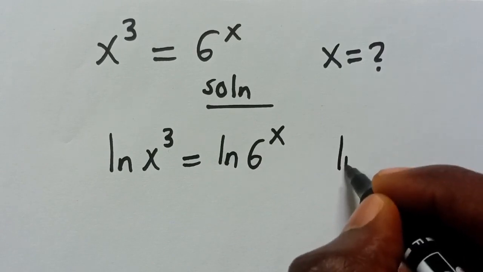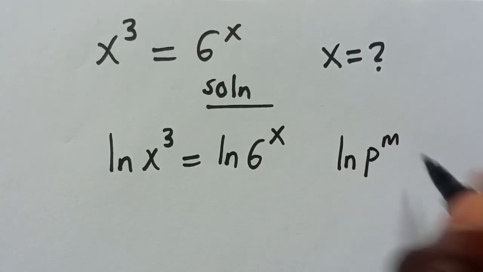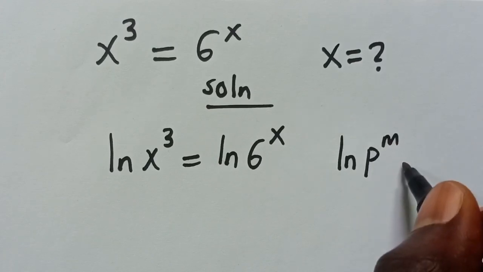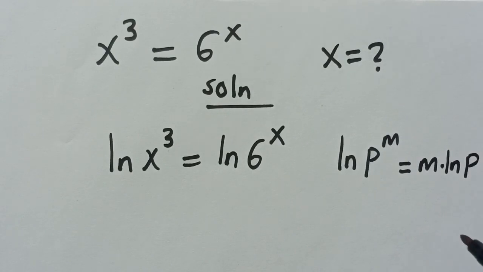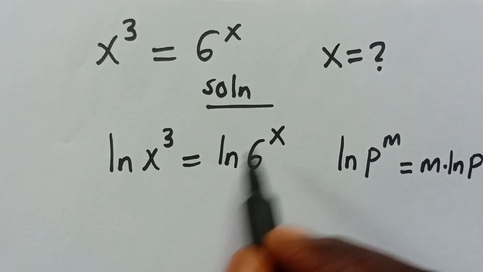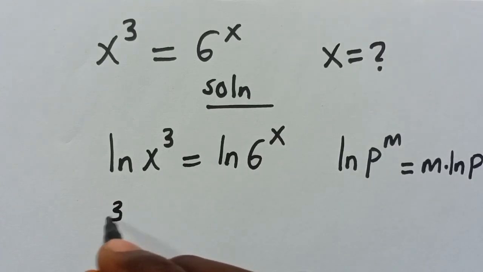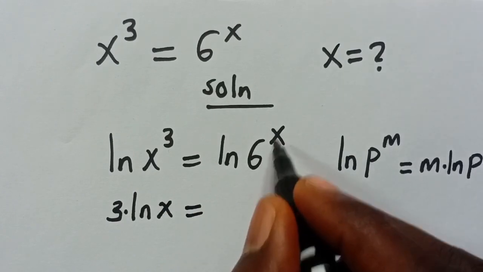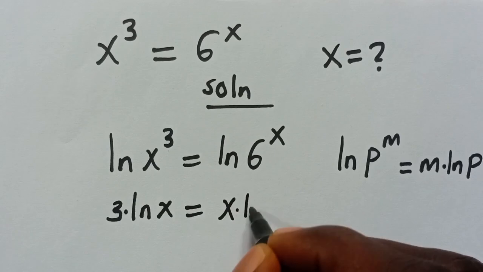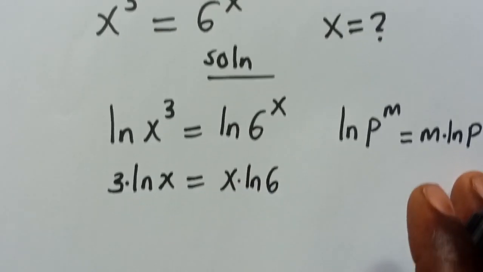But remember that when we have ln of p to the power of m, this power m will come down to the base as m multiplied by ln of p. So when we apply this, the power 3 will be 3 times ln of x equals, this power x will be x multiplied by ln of 6.